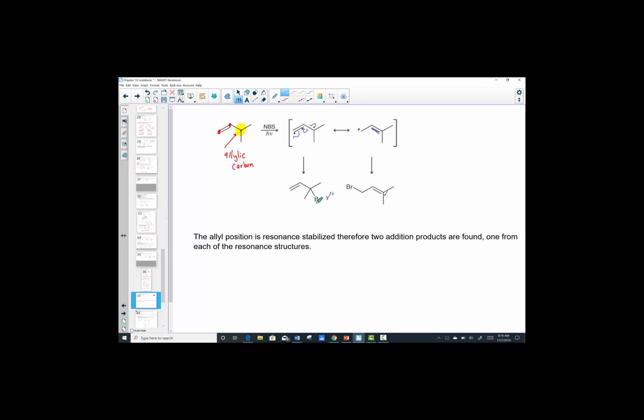And now notice that we just add bromine at the site of each radical, at each lone electron. So we'll add it to the most substituted carbon, and we also add it to the least substituted carbon because each one of these resonance structures exists and it goes on to form the bromination. So we'll see two products, one from each of the resonance structures. So in a resonance stabilized allylic position, we have to consider both resonance structures and add bromine to both positions where the lone electron resides.